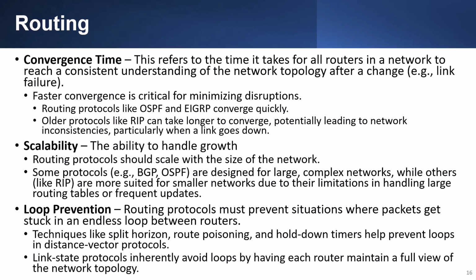Loop prevention is when routing protocols must prevent situations where packets get stuck in an endless loop between routers. Techniques like split horizon, route poisoning, and hold down timers help prevent loops in distance vector protocols. Link state protocols inherently avoid loops by having each router maintain a full view of the network topology.